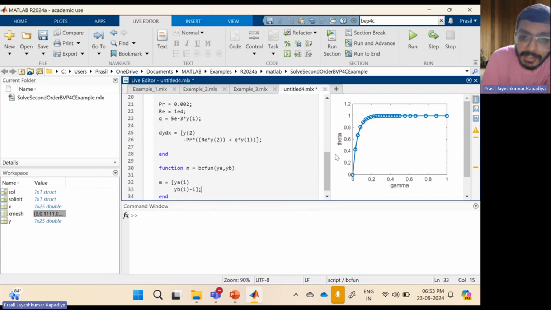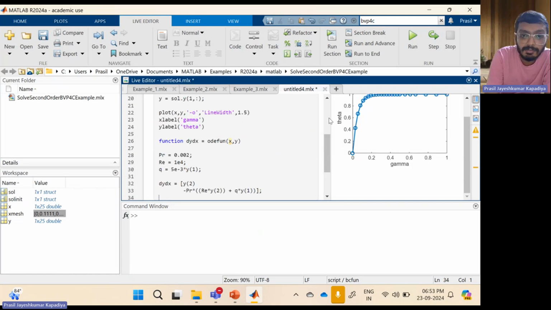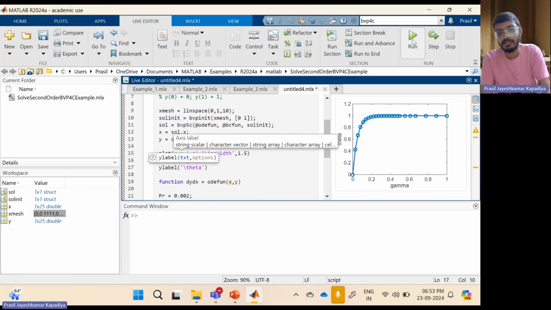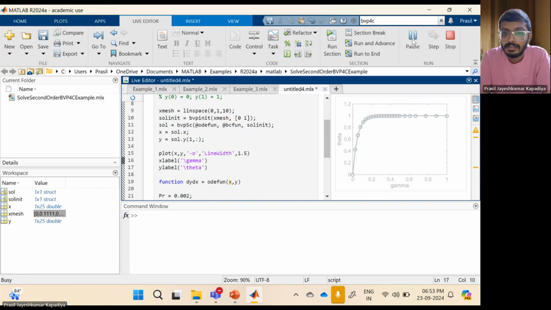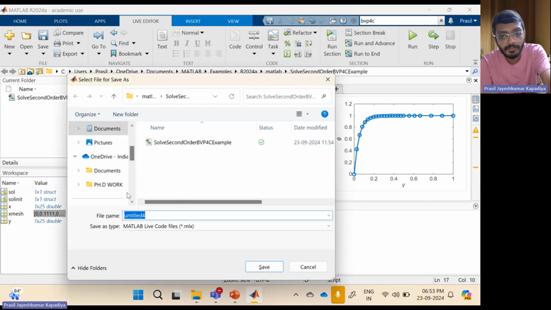So let's see one thing. Here I have written gamma and theta, but this is not what I want to show. I want to show them as symbols in the plot. So how can I do it? I just need to put one backslash before gamma and theta. And let's say I'm running it. So see, it is showing me gamma and theta symbols. Okay, so wait, let me first save this.